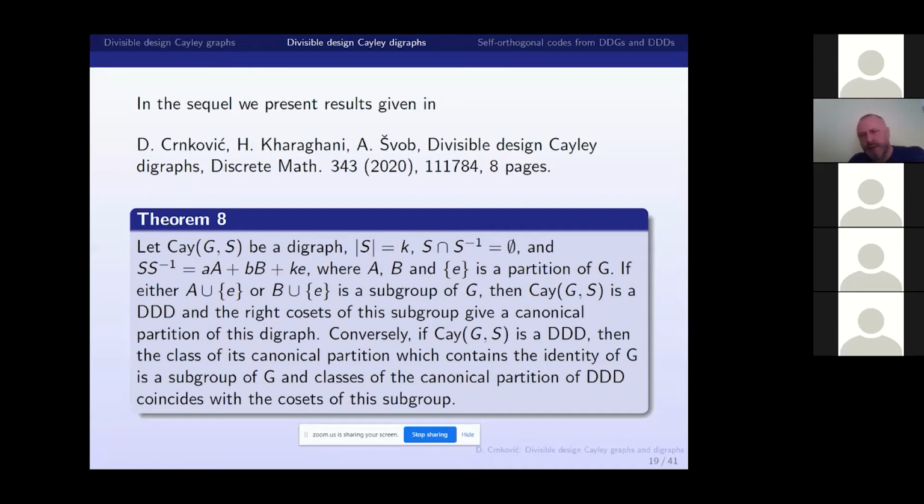And again, as in the theorem that I mentioned at the beginning, we have also the converse: if this Cayley graph Cay(G,S) is a DDD, then the class of its canonical partition which contains the identity of G is a subgroup of G, and the classes of the canonical partition of the DDD coincide with the cosets of this subgroup. So we translated this theorem by Kabanov and Shalaginov to this setting.